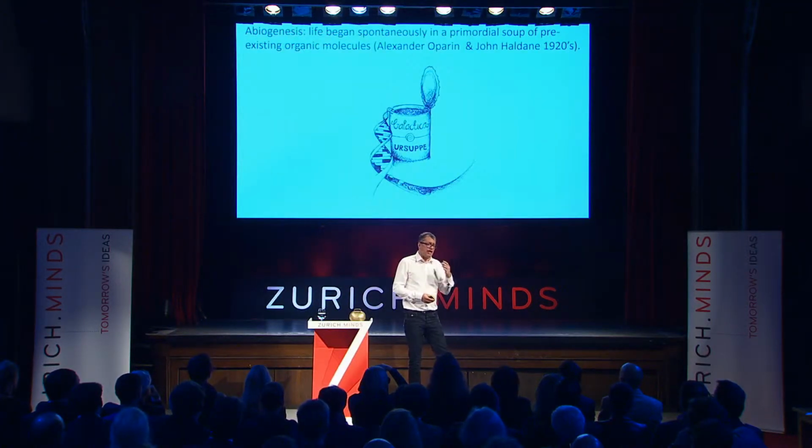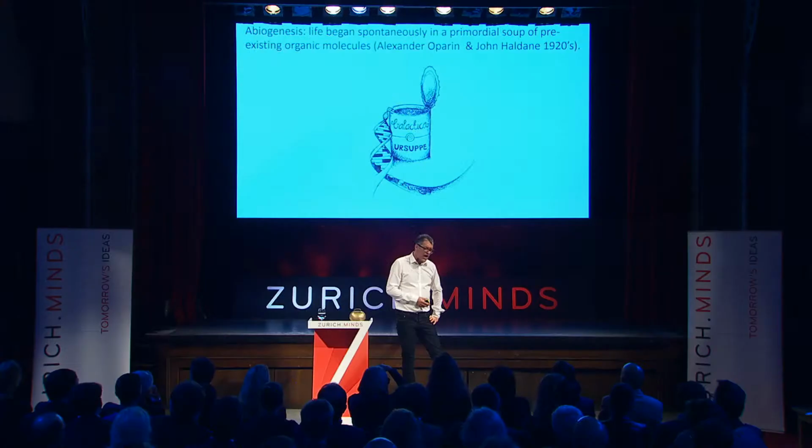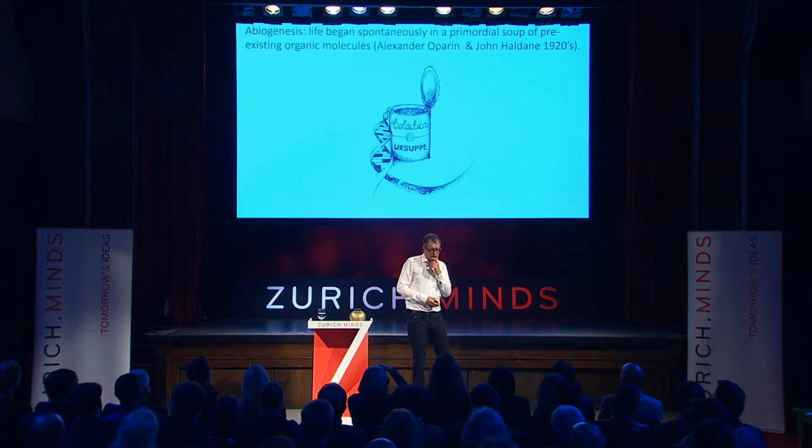And this is the theory of abiogenesis. It's the idea that life spontaneously emerged in a primordial soup of pre-existing organic molecules. This was an idea that was proposed in the 1920s by Alexander Oparin and John Haldane separately. It's a very beautiful idea, and it's one that is actively explored today. There's no consensus about this idea, but there are certain well-defined steps that research has come up with.